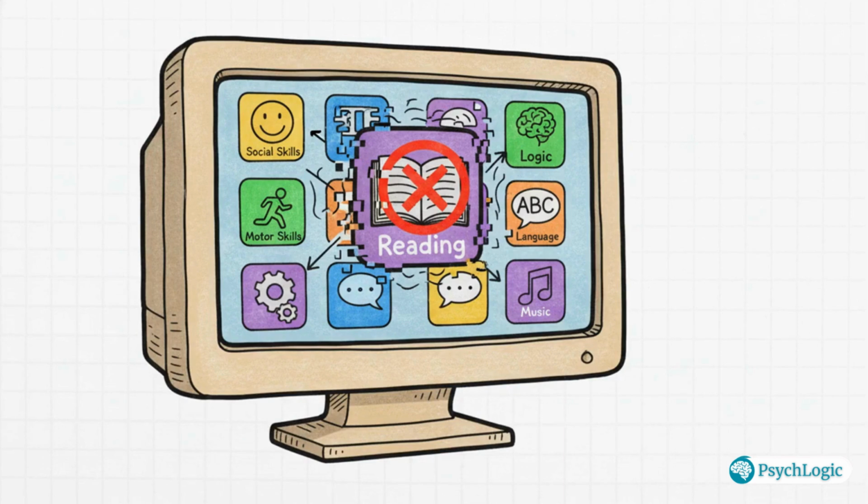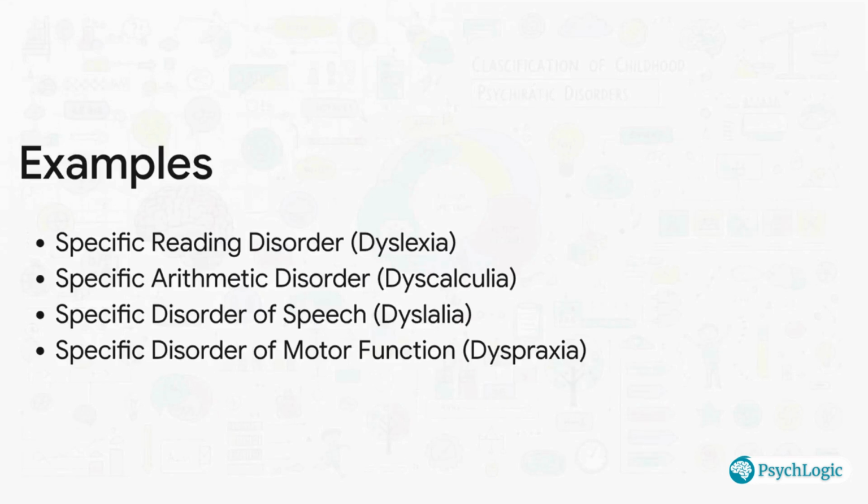Yeah, this is a great way to think about it. If you imagine a child's brain as like a powerful computer, a specific developmental disorder is kind of like having a bug in a single piece of software. Maybe the word processor keeps crashing, but the internet browser, the games, and the whole operating system, they all work perfectly. And you've probably heard of some of these before. Dyslexia is the classic example. The specific challenge is with reading. But you also have dyscalculia, which affects math skills, dyslalia, which impacts speech sounds, and dyspraxia, which deals with motor coordination. You see the pattern, right? Each one is laser-focused on one particular ability.